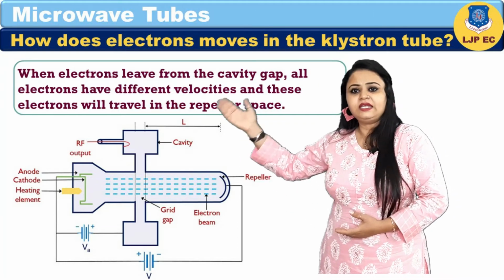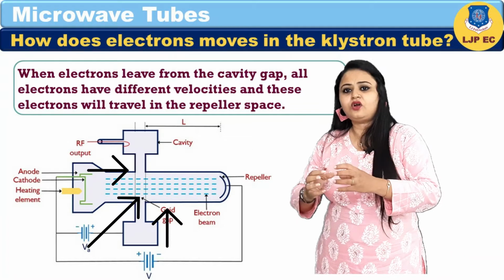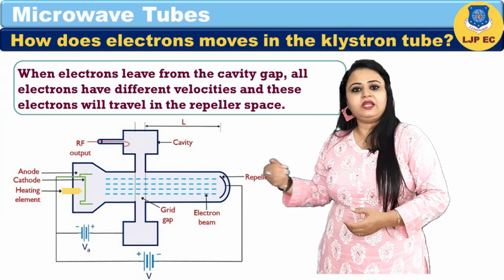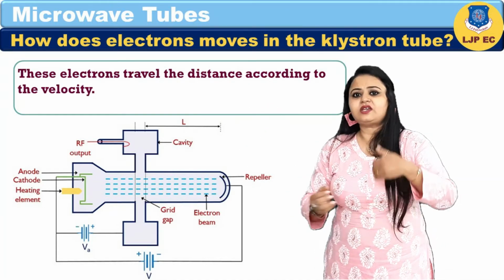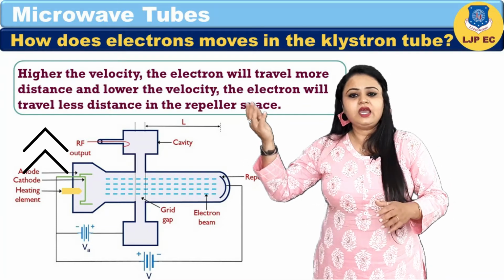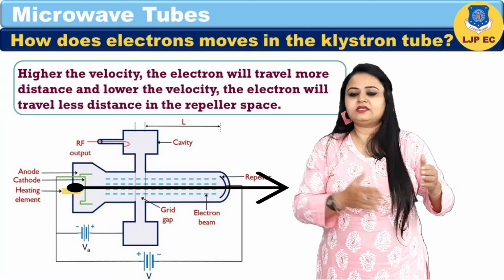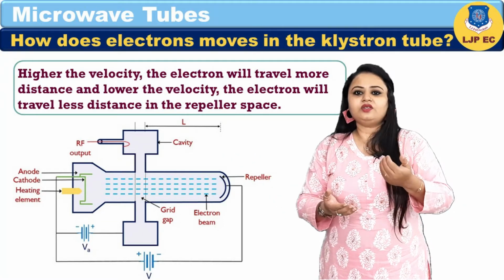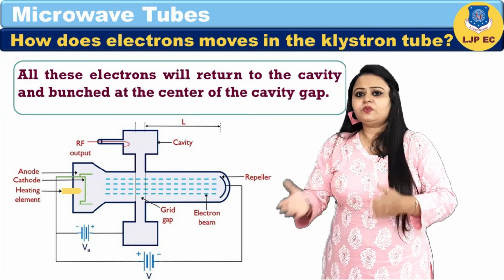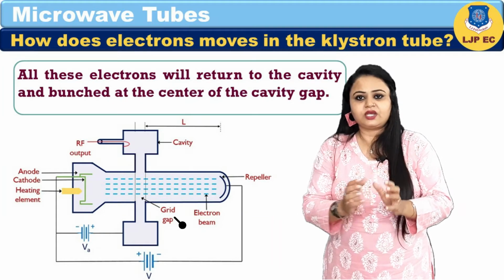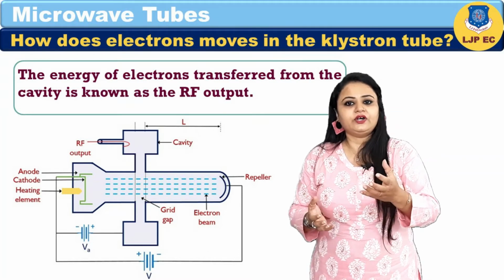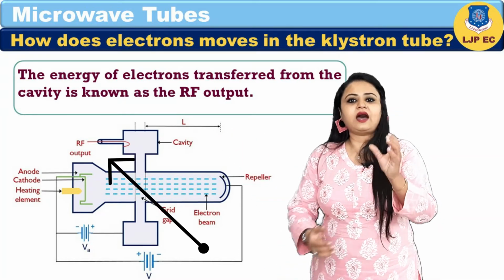When electrons leave the cavity gap, all electrons have different velocity, and these electrons will travel in the repeller space. These electrons travel a distance according to their velocity. The higher the velocity, the more distance the electrons will travel, and the lower the velocity, the less distance the electrons will travel in the repeller space. All these electrons will return to the cavity and bunch at the center of the cavity gap. The energy of the electrons transferred to the cavity is known as RF output.